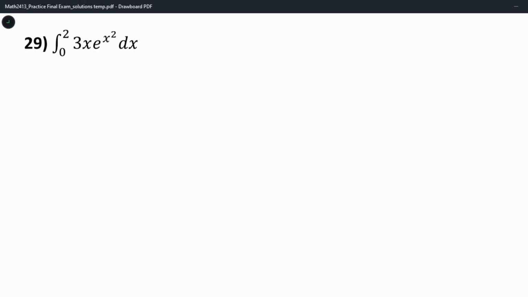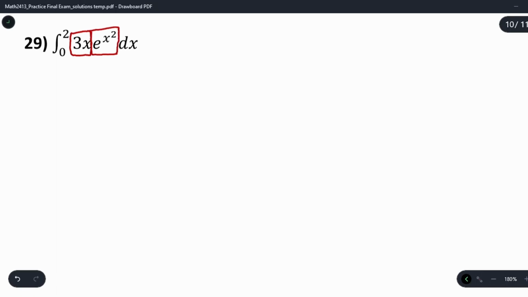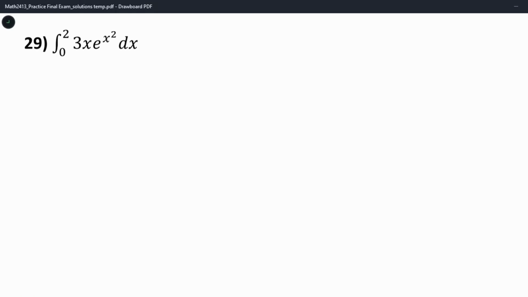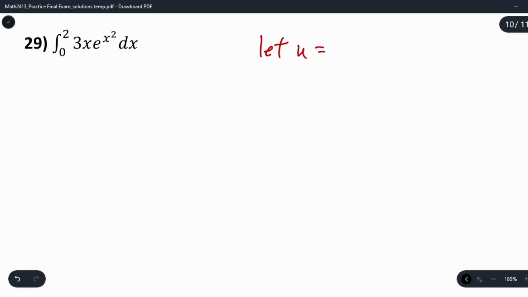Next, number 29. Here we have another definite integral where we have 3x times e to the x squared. Notice the difference in degree of the exponent of the e and the coefficient here is a difference of degree 1. And that is a good indication that we want to do a u substitution. So we're going to say let u equal the higher degree of x. We're going to let u equal x squared.